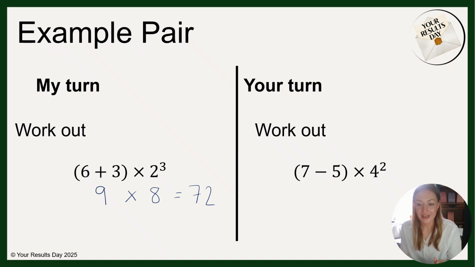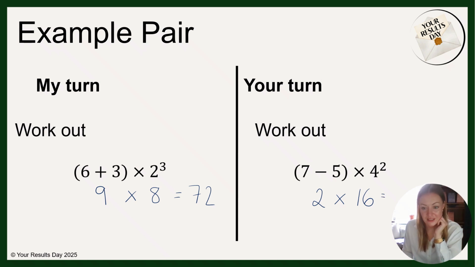And very similarly, here's one for you to have a go at. Pause the video if you want more time. We have got brackets, so 7 take away 5 is 2. We have got indices, 4 squared is 16, and between these two parts is a multiplication. 12 times 16 is 32.